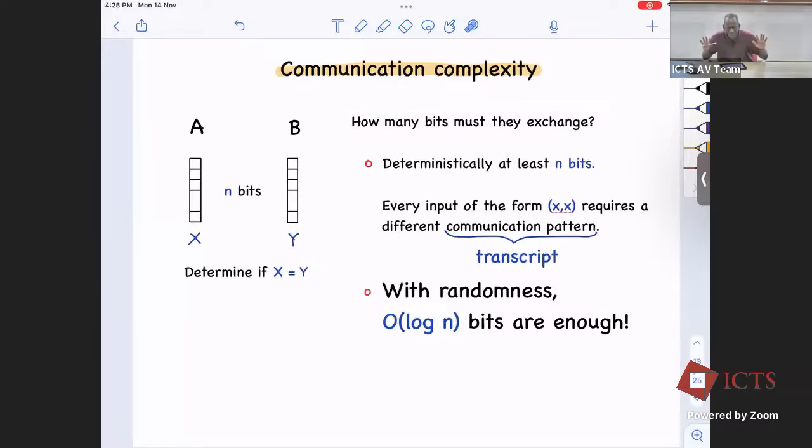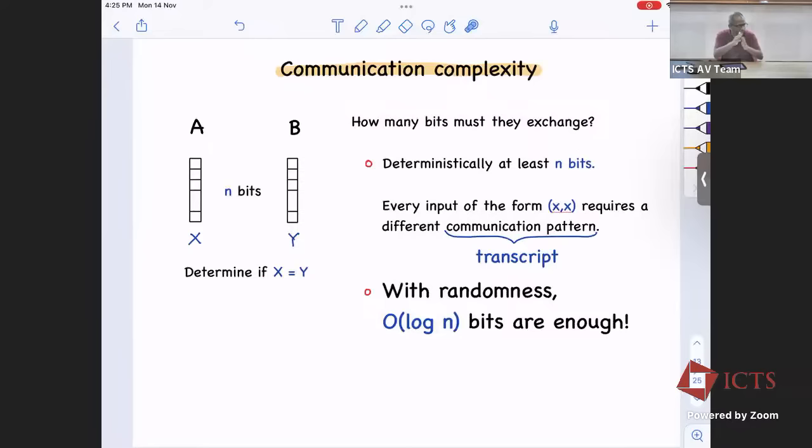Because if for 0000 and 1111 the pattern of communication was the same, then I will give Alice 0000 and Bob 1111, and neither of them will notice that the other person's input is not the same, because they were supposed to follow the same pattern anyway. And they will get a wrong answer. This is the standard computer science adversarial argument, which shows that you need n bits of communication to determine if two strings are identical between two parties.